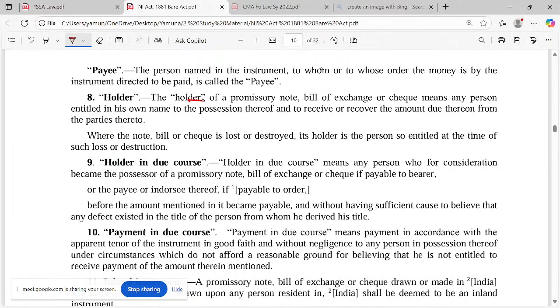The holder can be a holder of a promissory note, bill of exchange or check. Any person entitled in his own name to possess that document. The holder in due course will be possessing that document. Delivery and possession, therefore, and to receive, he is getting the right. What right? To receive and recover the amount due from the parties in debt.